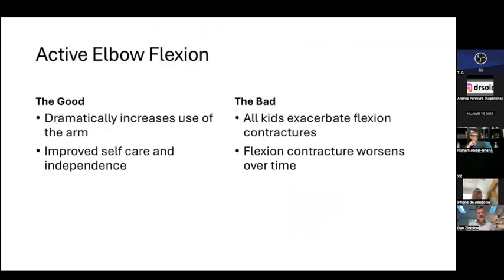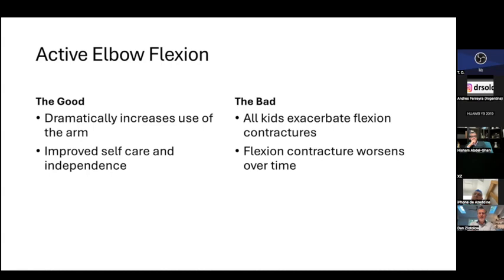So the next goal is active elbow flexion. The good is that it dramatically increases use of the arm. It also improves self-care and independence. And of all the things that I do for kids with arthrogryposis, this is their favorite thing because I ask them all the time, like, was it worth it? And they say, oh yeah, this is the best.